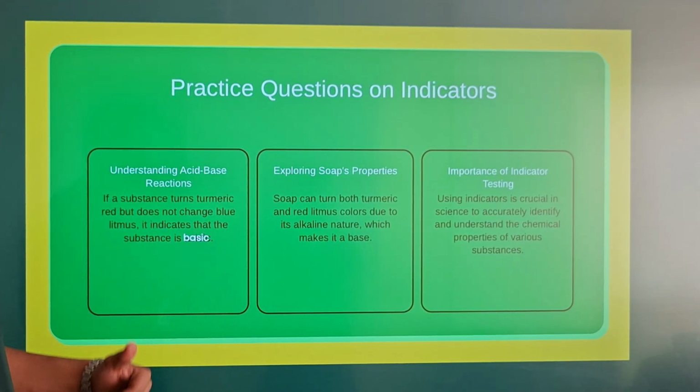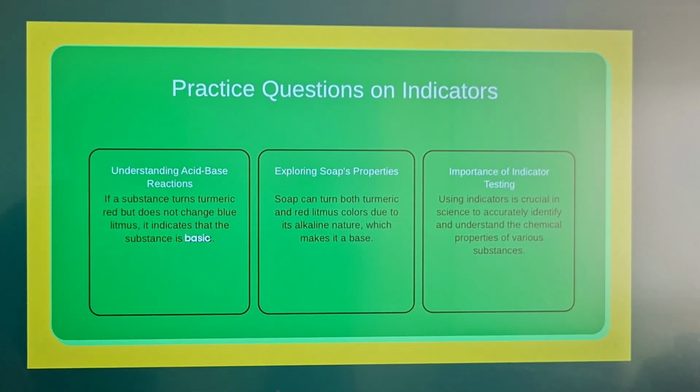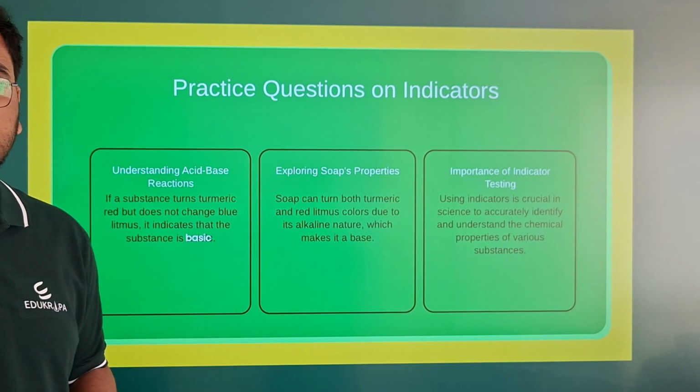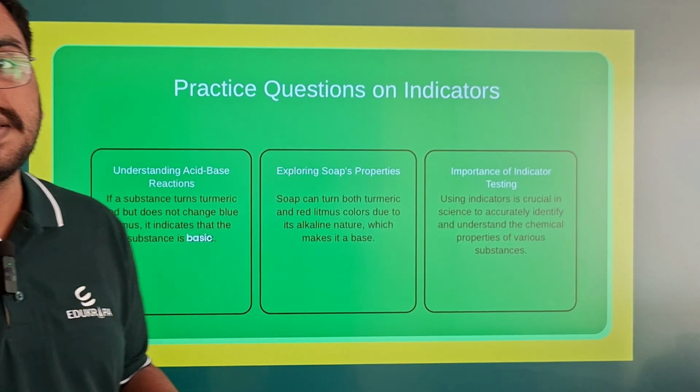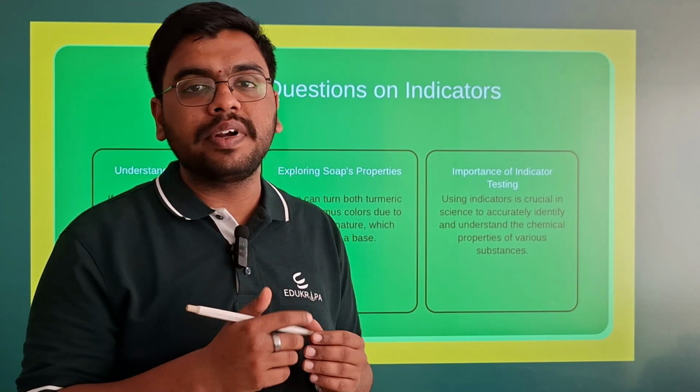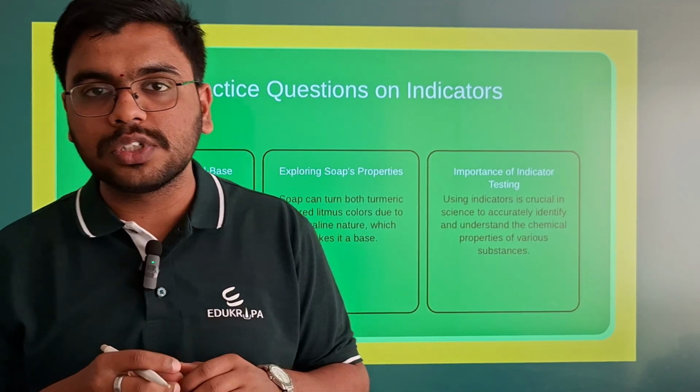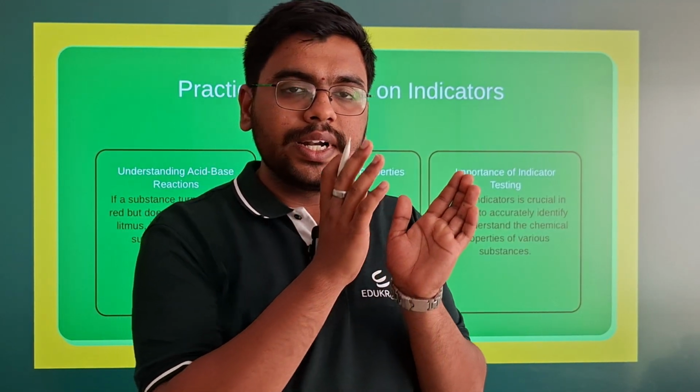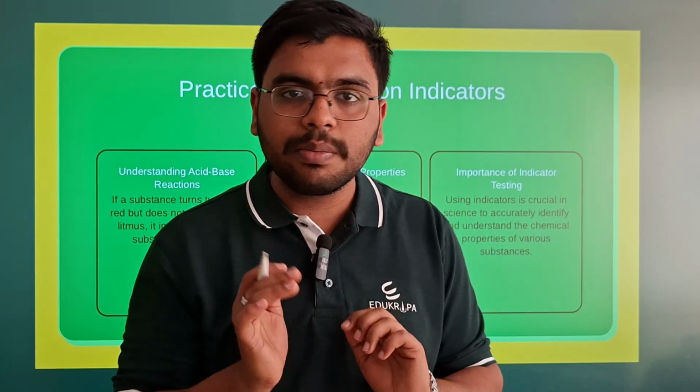Next, there are some questions for you. Practice questions. Understanding acid and base reactions. If you take a certain substance and with the help of indicators, you do a process and you get certain colors, you will determine whether the solution is acidic or basic.